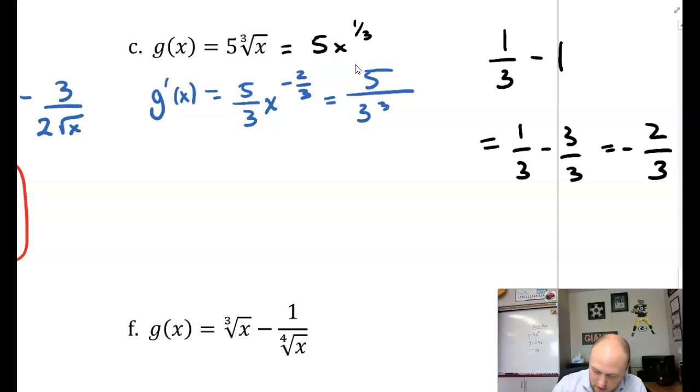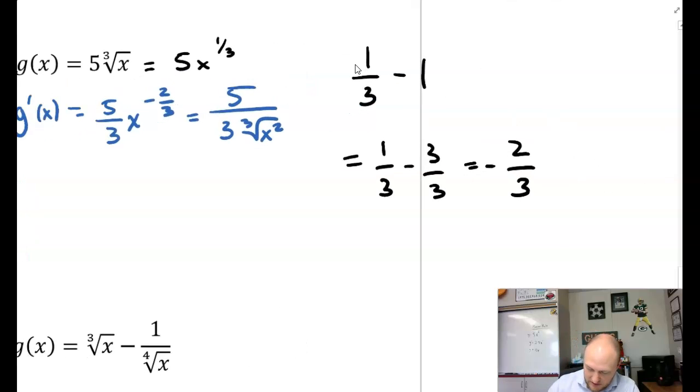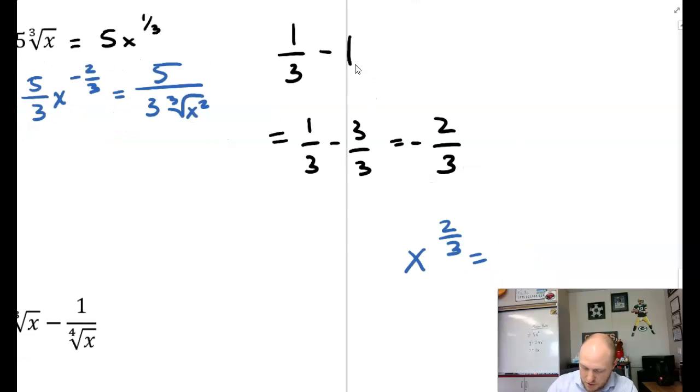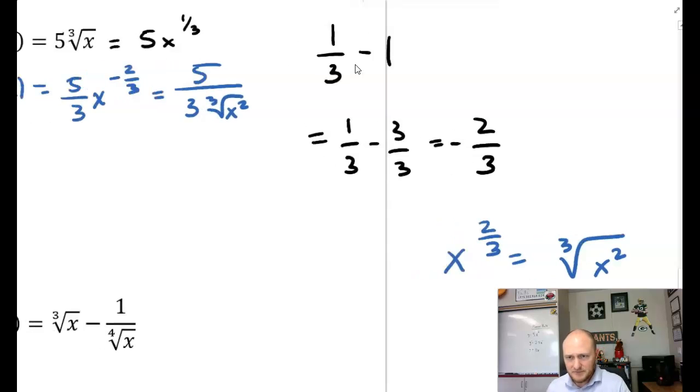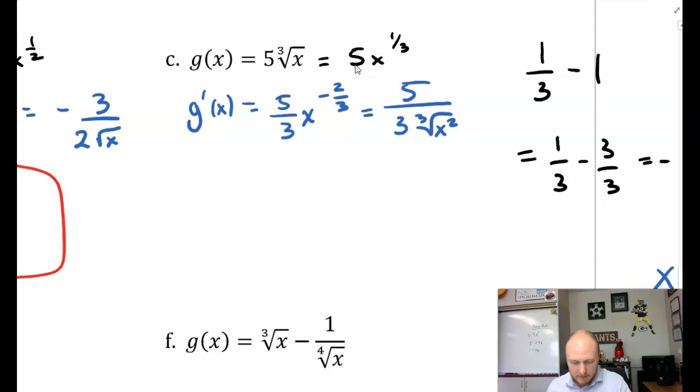So again, this is a cubic root, and my numerator power is 2, right? And I just want to make sure that this is clear. X to the power of 2/3. The denominator is your root. The numerator is your power. Okay? So that's how we get g prime.